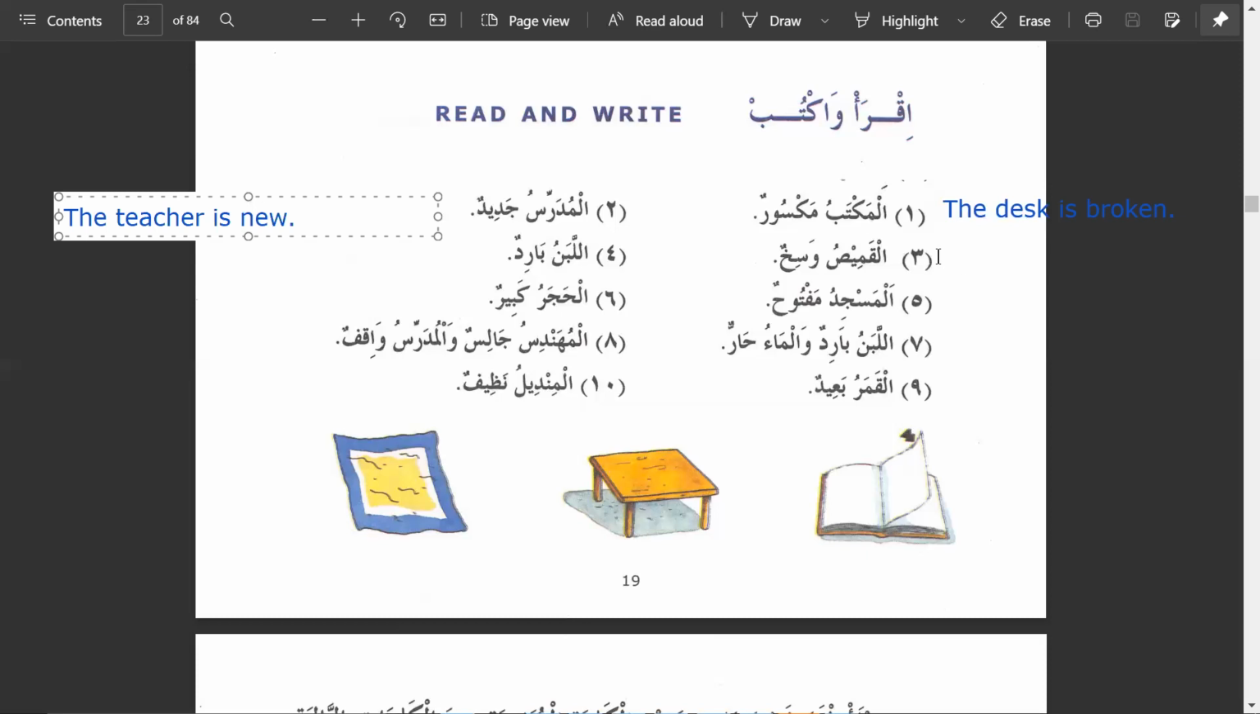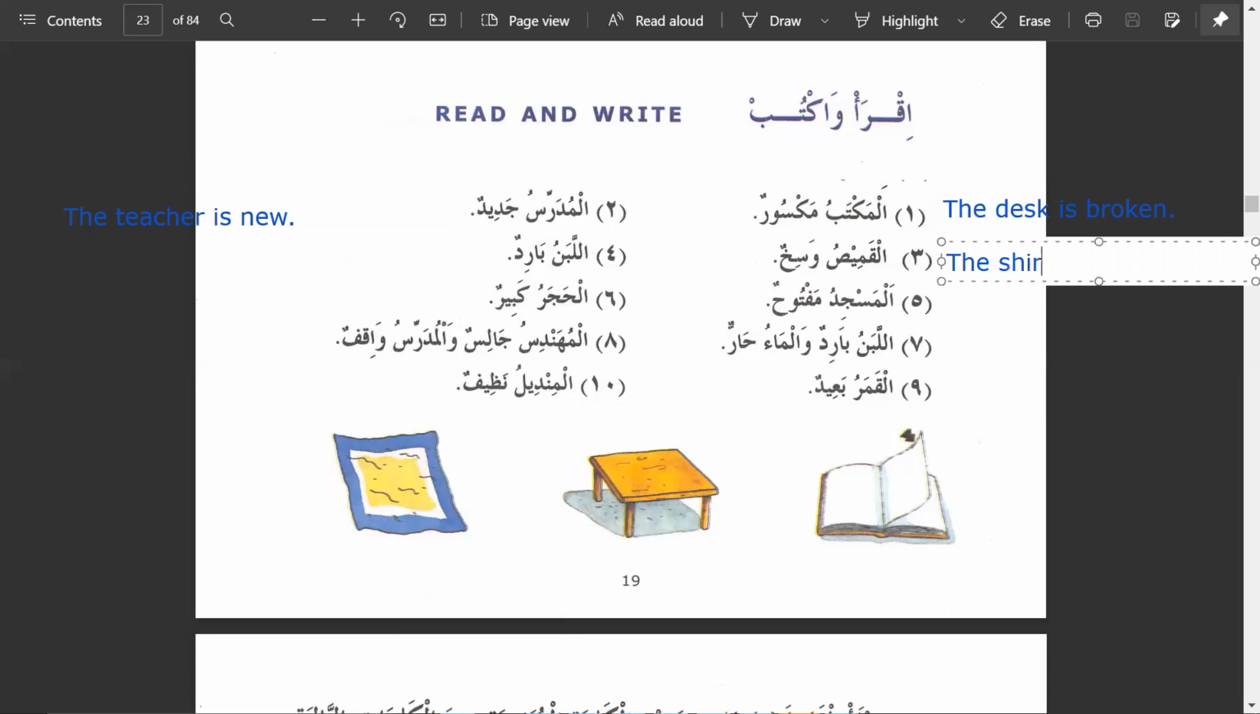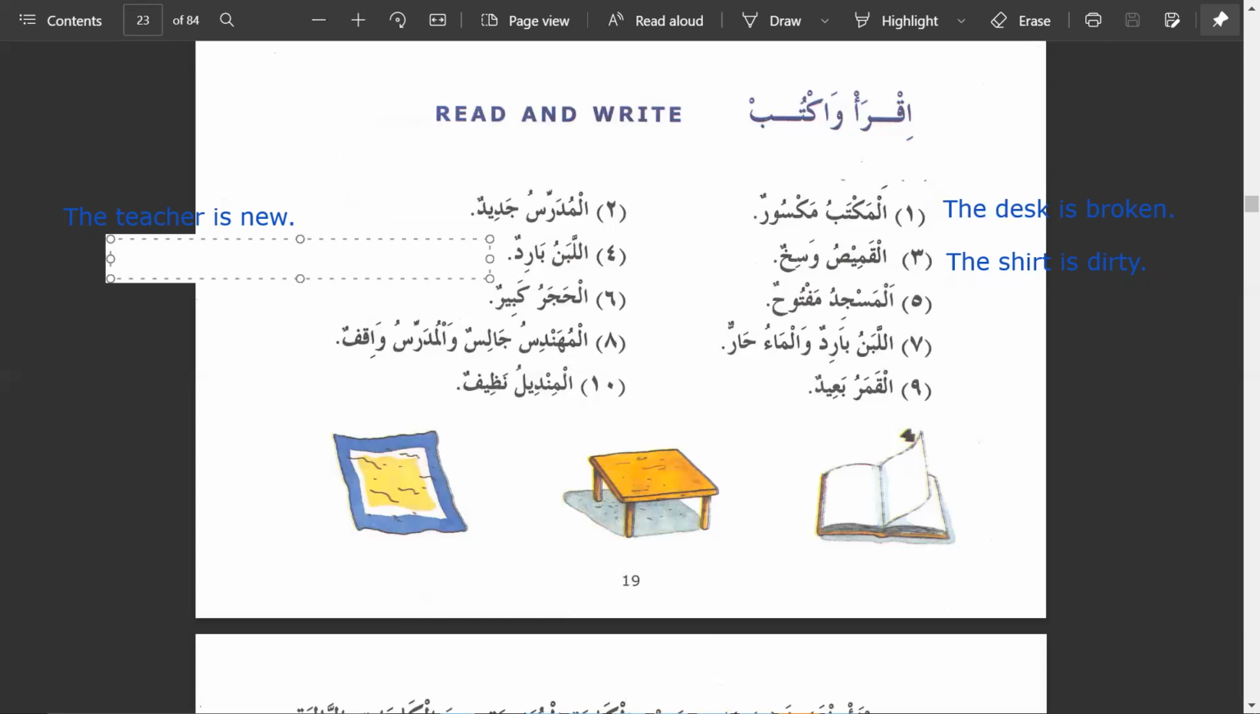Now, al-qamisu wasikhun. The shirt is clean? No, nazifun is clean. Wasikhun is dirty. Dirty. Okay. Al-labanu baridun. The milk is heavy? No, baridun is cold. Harun is hot. Baridun is cold.